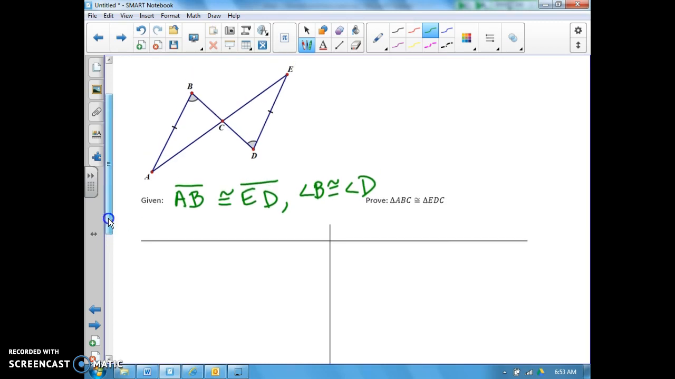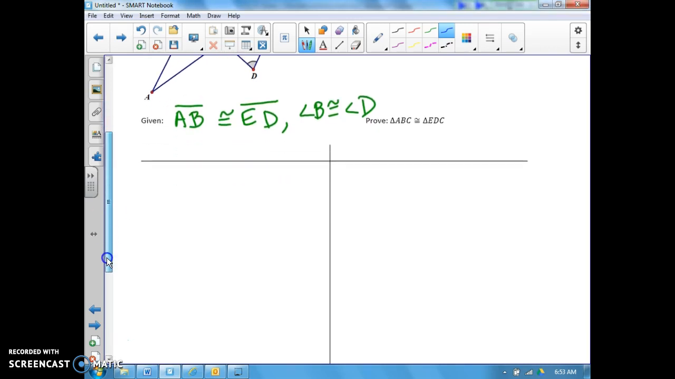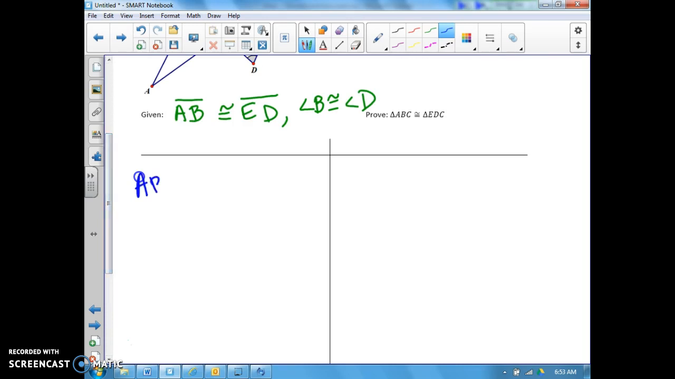So, looking at this picture, I only have 2 pieces of information right now. I need a 3rd piece of information. Now, if you look, this angle here and this angle here, those are congruent because they're vertical angles. I'm going to use that information in my proof. So, let's start the proof. We write down our givens. AB is congruent to ED, and angle B is congruent to angle D because they're given.